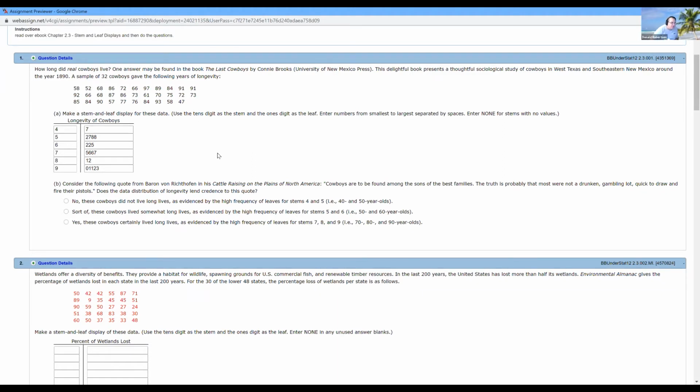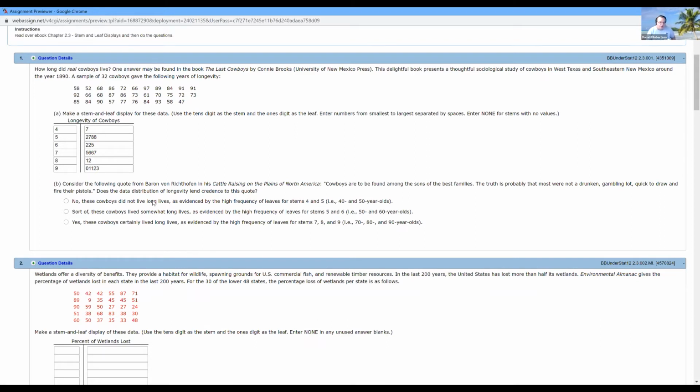We can now move on to part B. This particular quote is kind of weird, but Baron von Richthofen. I did check him up because I did it last night. Baron von Richthofen is the Red Baron. You ever heard of him from the First World War? The German fighter pilot? Right, yeah, maybe it's history. Anyway, this guy, when he was alive, went and said this.